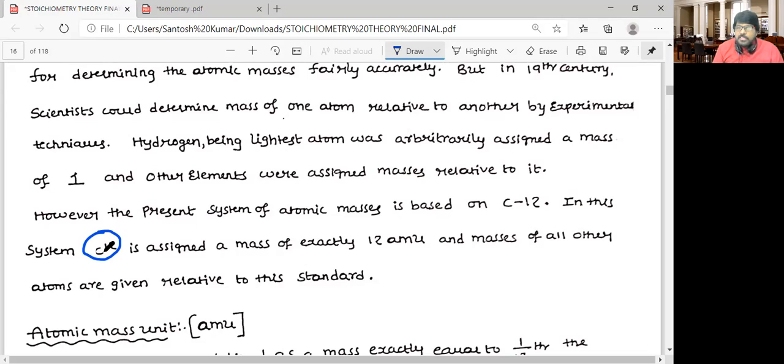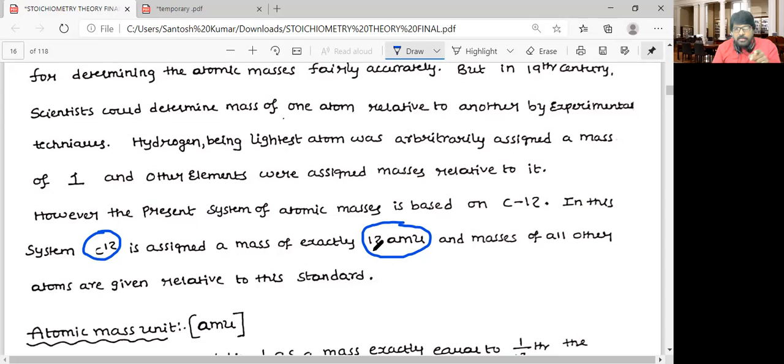Here also, what is the reference element we are taking? Carbon. What is the mass of carbon? 12. So here, a mass of exactly 12 AMU, atomic mass unit. In this IUPAC scale, the standard scale, International Union of Pure and Applied Chemistry, according to that scale, carbon 12, the mass is exactly 12 AMU.